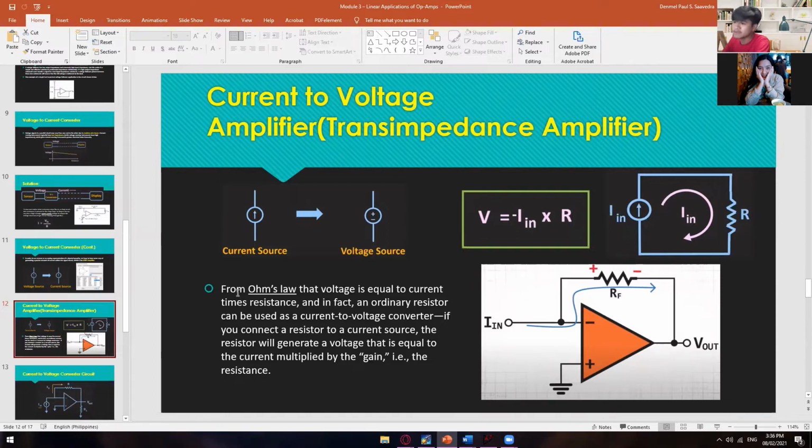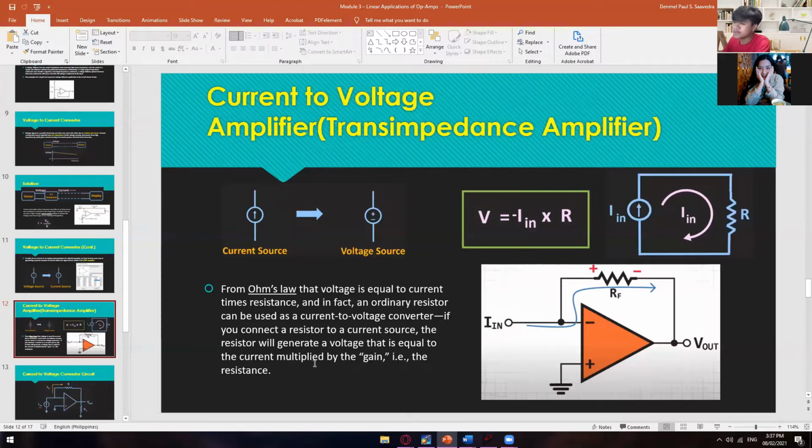As you can see from Ohm's law, voltage is equal to current times resistance. And in fact, an ordinary resistor can be used as a current to voltage converter. So you don't actually need an amplifier, an op amp, just to have a current to voltage converter. You can just have a simple resistor. If you connect a resistor to a current source, the resistor will generate a voltage that is equal to the current multiplied by the gain, like the resistance.